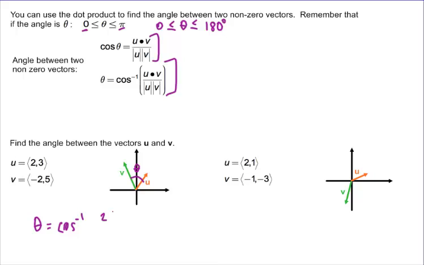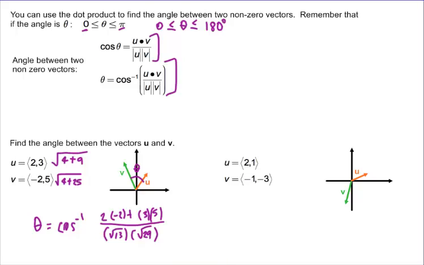So I'm going to have 2 times negative 2 plus 3 times 5. Whoops, not comma 5, but 3 times 5. Let's do this, over the magnitude of u times the magnitude of v. Well, remember on the previous example that you can use the dot product to find magnitude. So in this case, it's going to be 4 plus 9, which is the square root of 13. And then this guy right here is going to be 4 plus 25, which is the square root of 29.